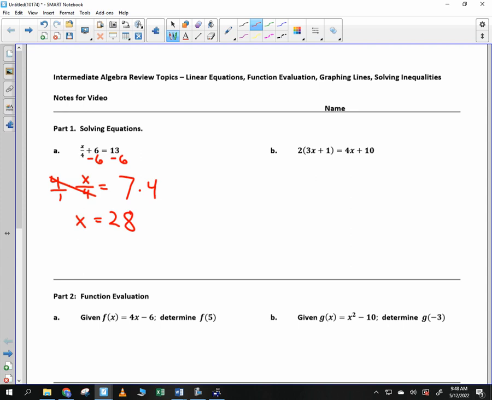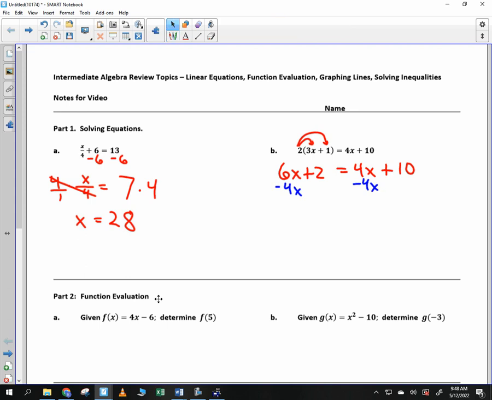For our next one, when you see parentheses and a number out front, we have to distribute that 2 through. And so we get 6x plus 2 is equal to 4x plus 10. What we would like to do next is to get our variables on one side. So I'm going to subtract 4 x's from both sides. And when I do, I get 2x plus 2 is equal to 10.